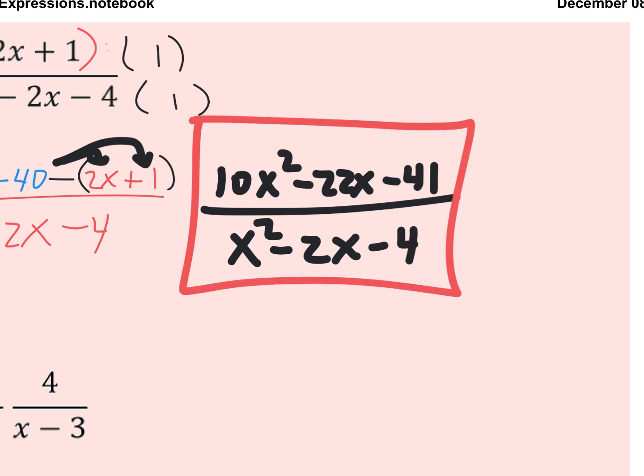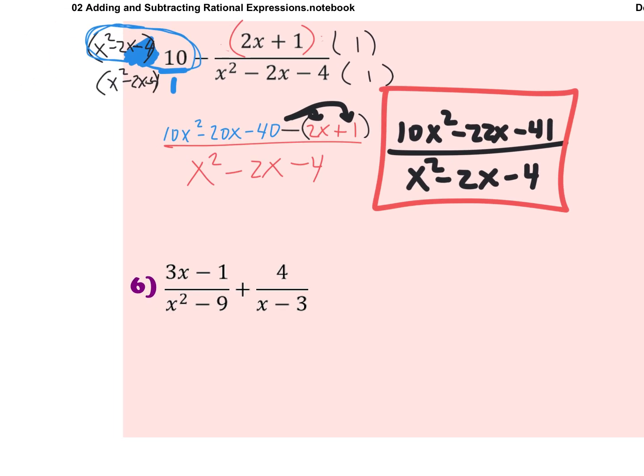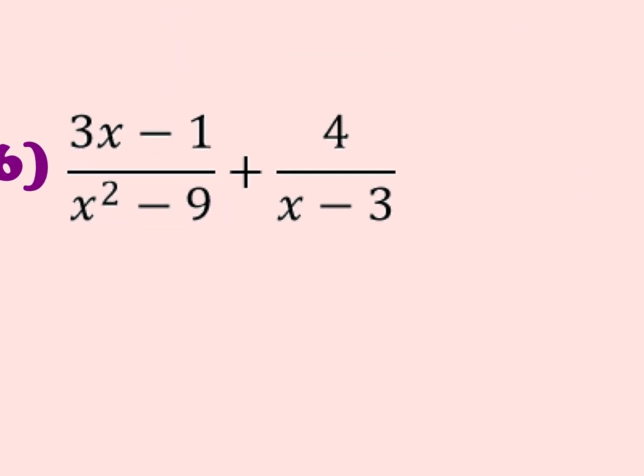Without seeing my answer, did anybody get the same thing as me? All right, good. Okay, now this one, you remember my favorite saying, right? Can factor it, you should. Factor this before you get the common denominator. Factor it. I'll show you why.